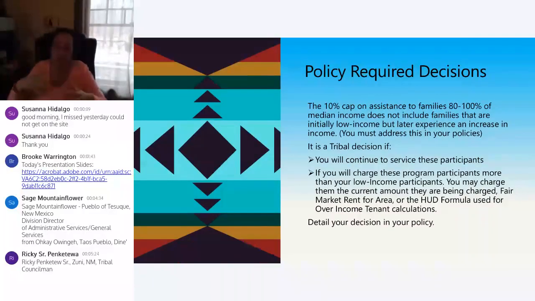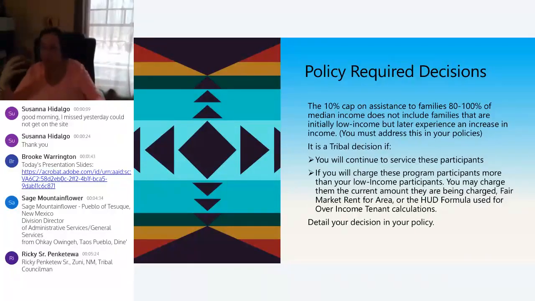So your policy required decisions. Are you going to allow the 10% cap on assistance of families 80 to 100%? Or do you just want to serve only your low-income tribal members? That's up to you, okay? The other decision is they're low income when we put them in, and now they've got an increase in household income. Are you going to make them move? Got to decide that. Then you got to decide, are we going to charge them more? And that has to be in your A&O policy. And again, you have to be consistent. You do it for one, you do it for all.